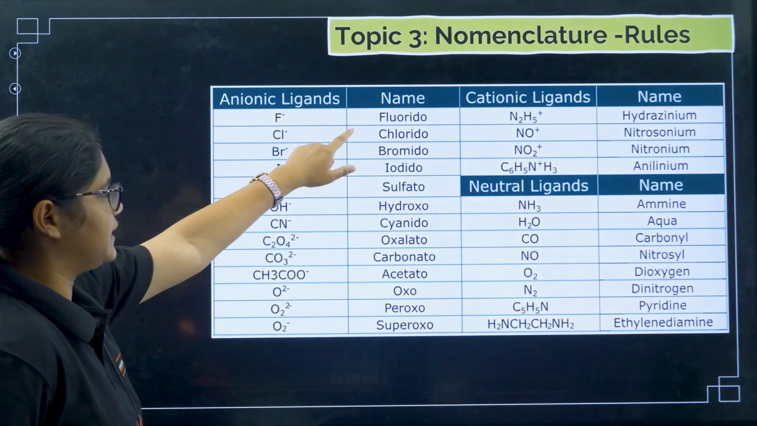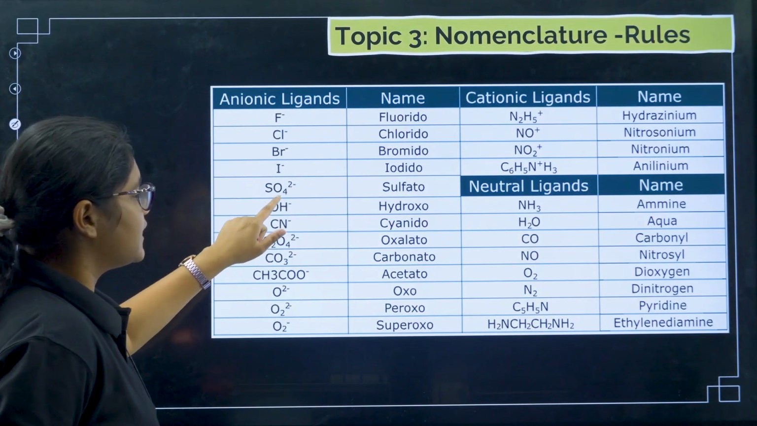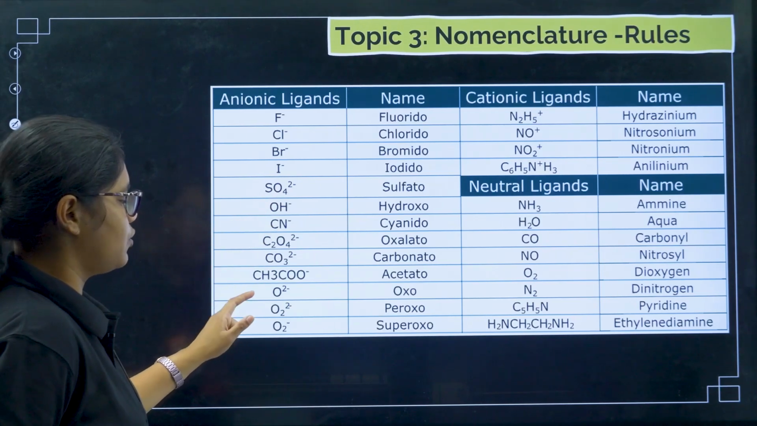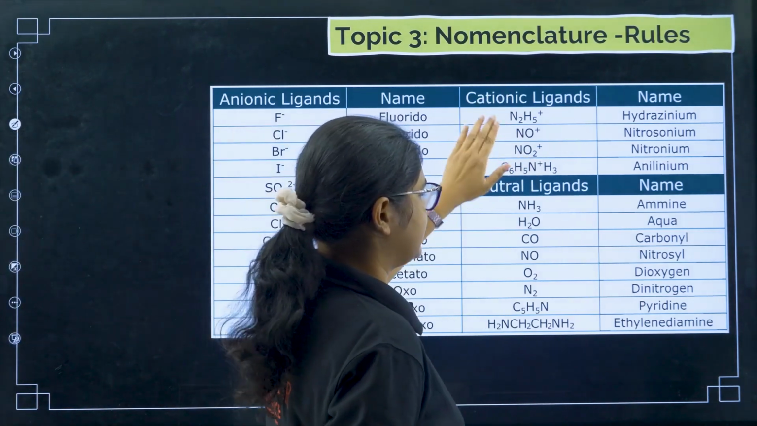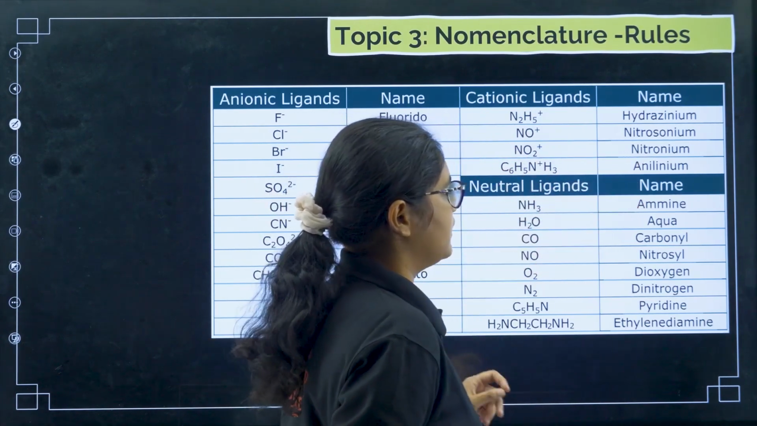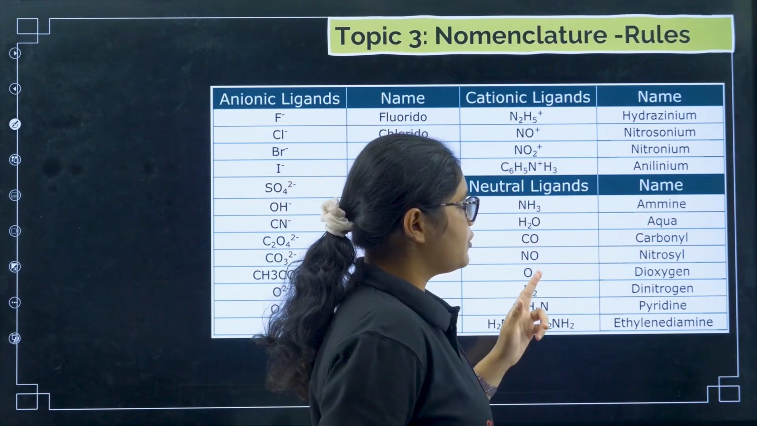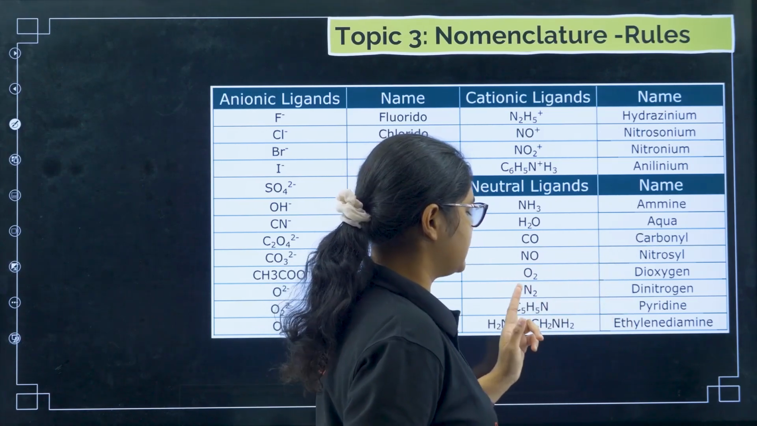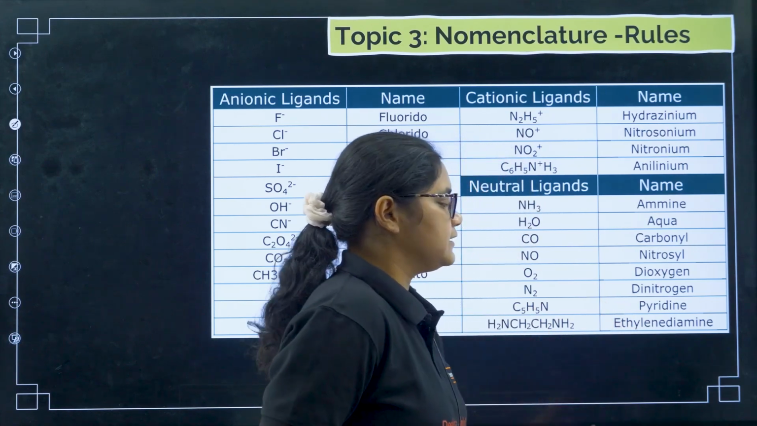For example, fluorine is named as fluorido, chlorine chlorido, bromine bromido, iodine iodido, sulfato, hydroxo, cyano, oxalato, carbonato, acetato, oxo, peroxo and superoxo. These ligands are generally not used, but NO2 and NO you can use. NO2 plus is nitronium ion. Here neutral ligands: NH3 is named as amine, H2O aqua, CO carbonyl, NO nitrosyl, O2 dioxygen, N2 dinitrogen, C5H5N pyridine, and this one is ethylene diamine.